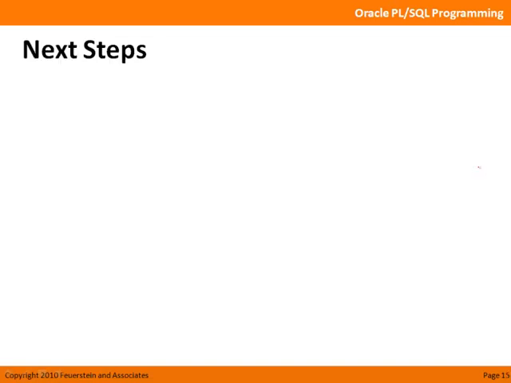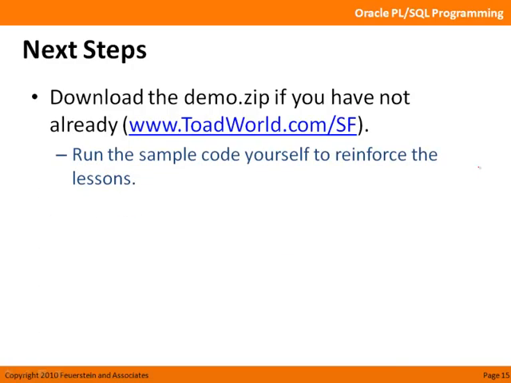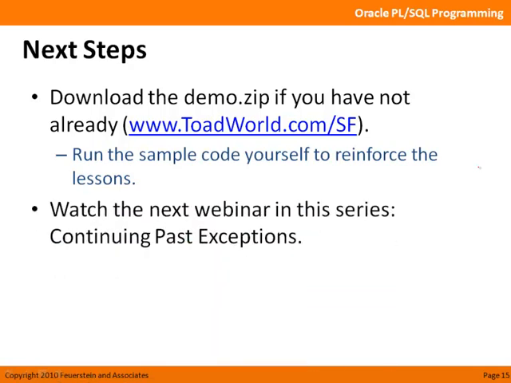So, next steps. Again, if you haven't done so already, download that demo zip file, run through the different sample code that I offer in this webinar. There are many different scripts to run. Make sure you're extremely familiar and comfortable with the format backtrace, the format call stack, etc., so you can learn how to put them to use in your own applications. And then watch the next webinar in the series, which has to do with continuing past exceptions and the different ways to do that.